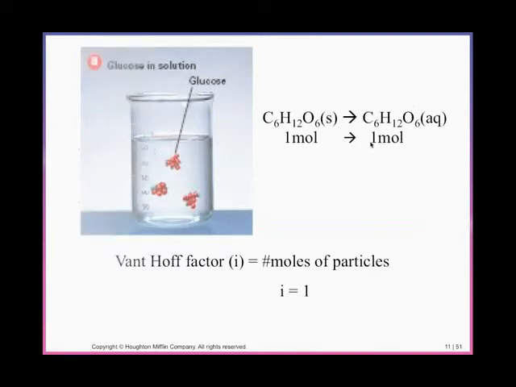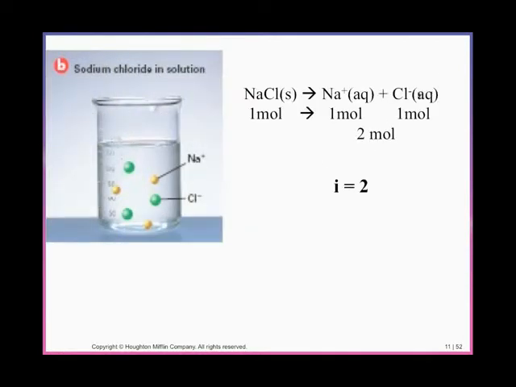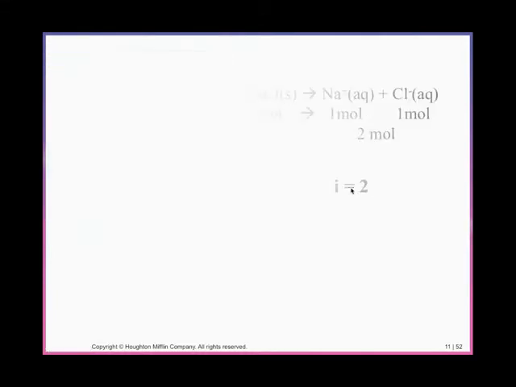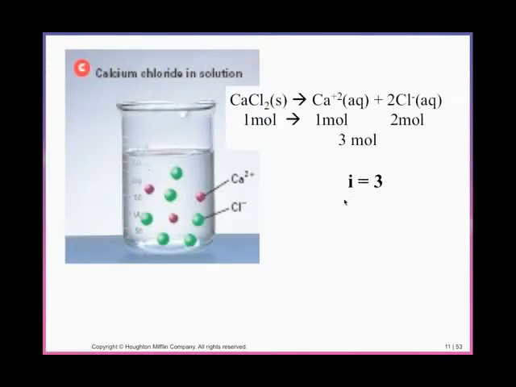Now let's check it out for sodium chloride. With sodium chloride, we get 2 moles of ions, 1 mole of sodium and 1 mole of chloride. And that's going to give us an i factor of 2. And for calcium chloride, we're going to get i equals 3, because from calcium chloride we get 1 mole of calcium and 2 moles of chloride for a total of 3, so i equals 3.